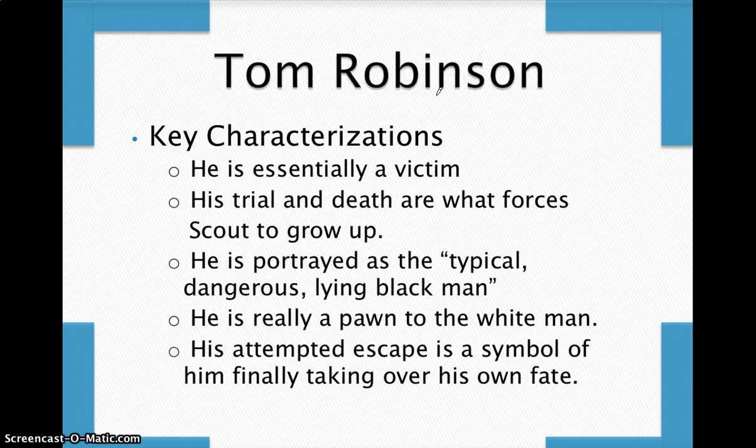Next we have Tom Robinson. Tom is portrayed as the typical black man to the townspeople, when really he is their pawn. He's a victim. His own story and trial provide development for Scout and Atticus and are the basis of Scout's narrative, therefore the basis of the book. His death and the events leading up to it are the biggest factors that affect Scout, though he has no real development on his own. And his attempted escape is a symbol of him finally taking over his own fate, something that really sticks with Atticus. Both Bob and Tom are excellent examples of how a minor character can have a major effect on the story.